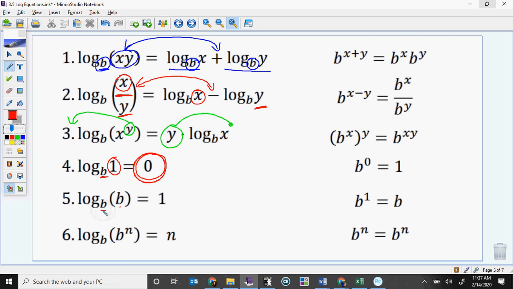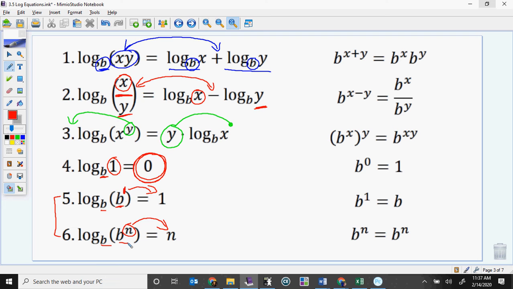Whenever the bases are the same, now really 5 and 6 are the same rule. Whenever the bases are the same, the answer is the exponent. If there's no exponent, that means the exponent is a 1, and the answer would be 1. If there's an exponent other than 1, it's still just whatever the exponent is. So when the bases are the same, the answer is just the exponent. Exactly what we did on our bell ringer.